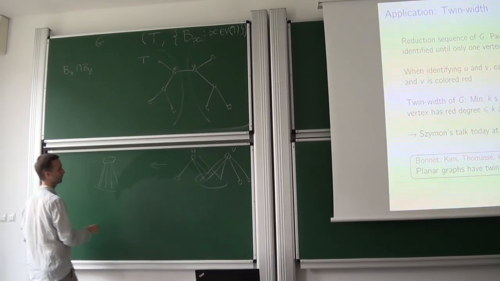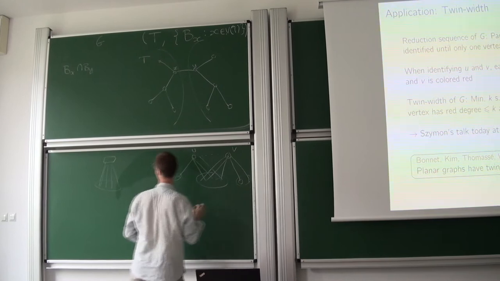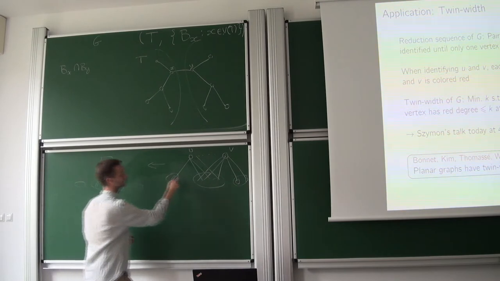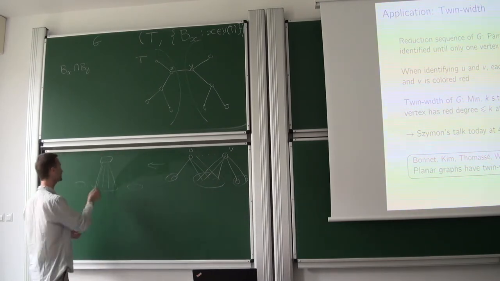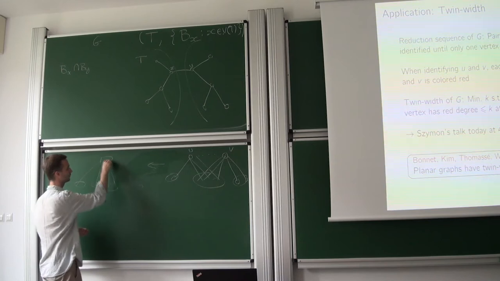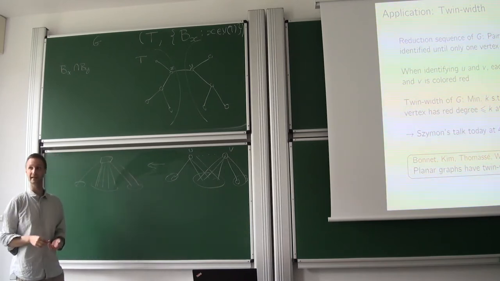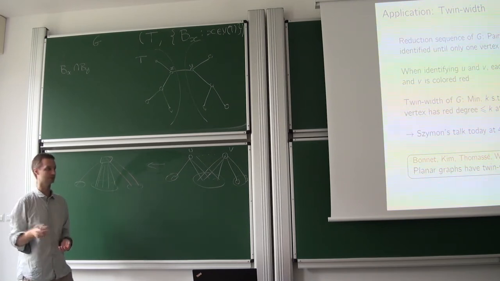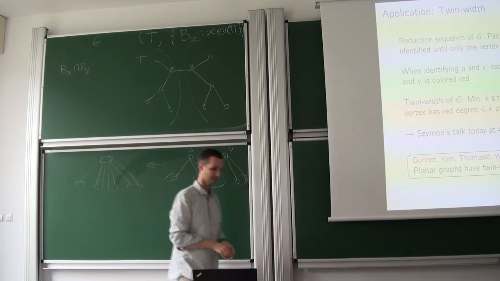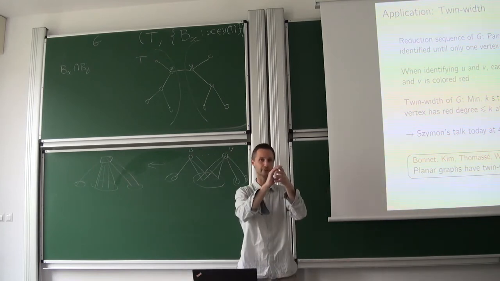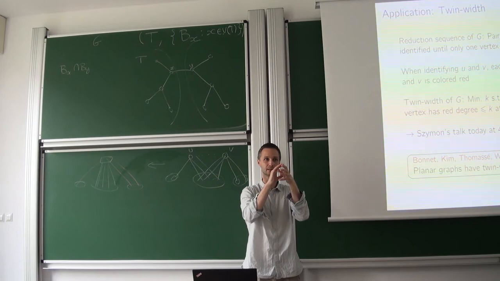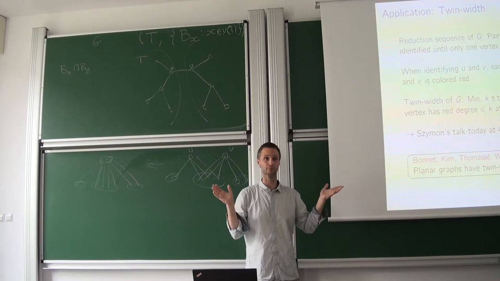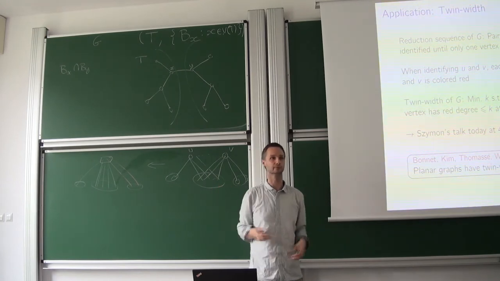You still have their common neighborhood here, but then you also have the private neighbors of U and V as neighbors. But the edges going to these private neighbors, you call them red. Right? So when you identify U and V, you create a single vertex resulting from the identification, and then the edges going to former private neighbors, you color them red. And you keep going.